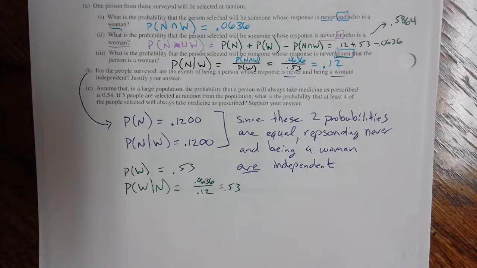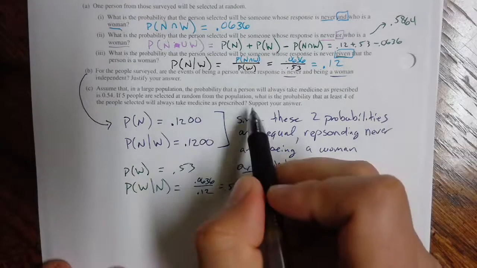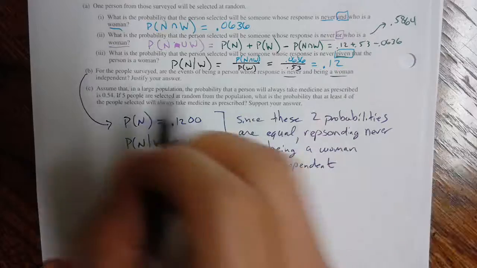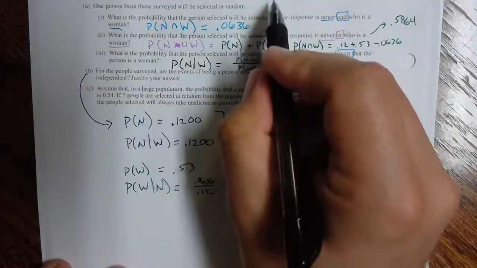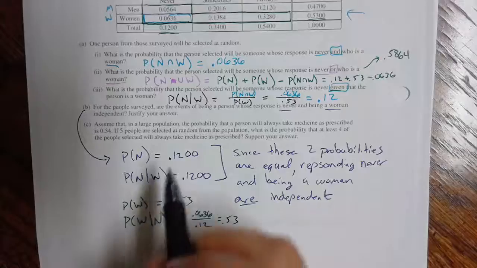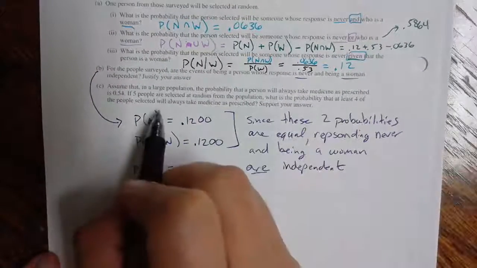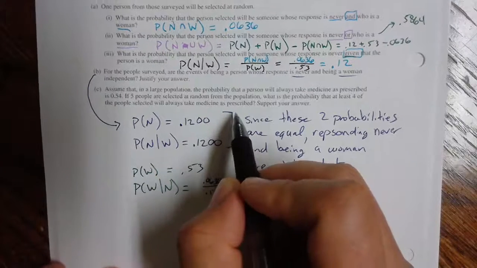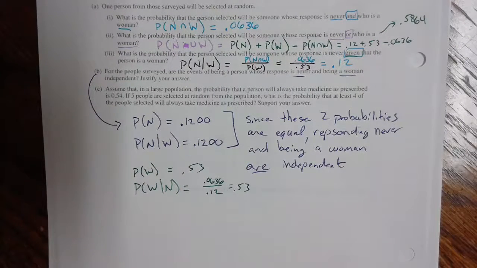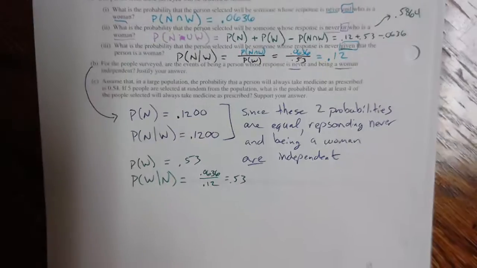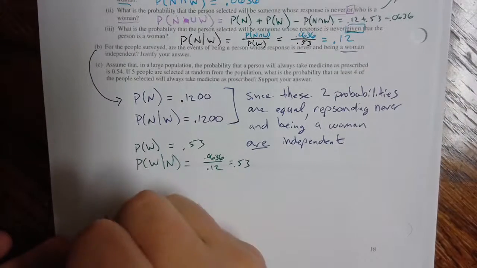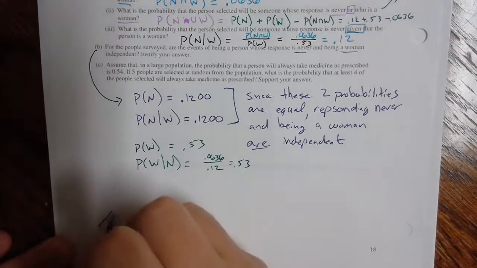And with part C, we get this large population, the probability that a person always takes medicine as prescribed is 54%. And that's also up in the chart here too. If 5 people are selected at random, what is the probability that at least 4 of the people selected will always take medicine as prescribed? And in this case, if you had an infinite amount of time, you wouldn't need to use a binomial calculation here. You could make a tree diagram. It'd take a few minutes, so that's the problem with this method.